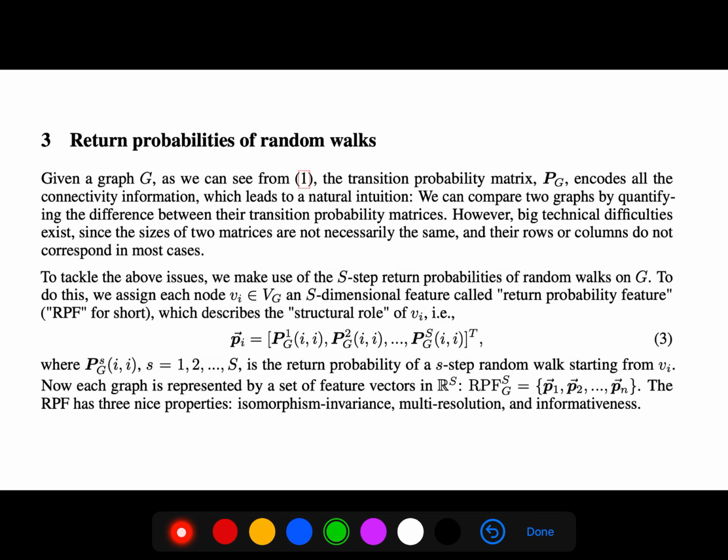However, big technical difficulties exist since the sizes of the two matrices are not necessarily the same and their rows or columns do not correspond in most cases. To tackle the above issues, we make use of the S-step return probabilities of random walks in G. To do this, we assign each node, v_i, an S-dimensional feature called the return probability feature.